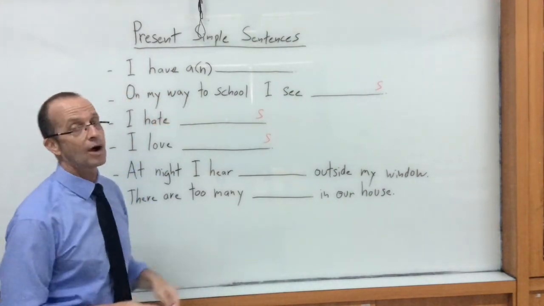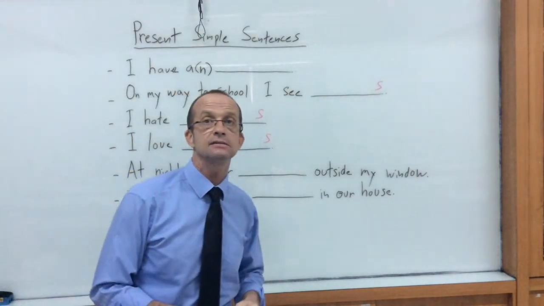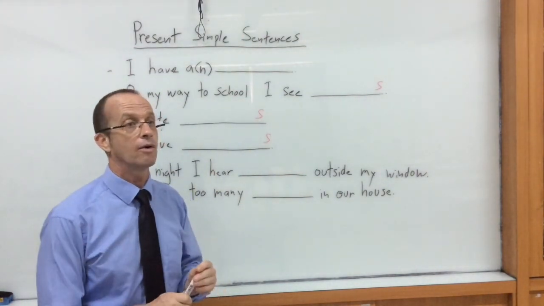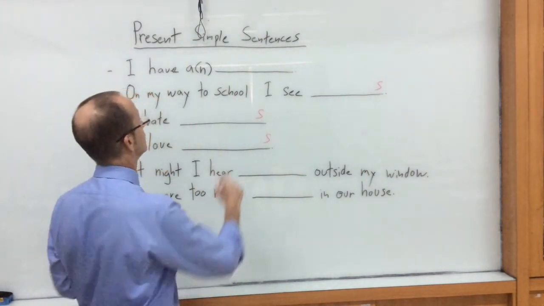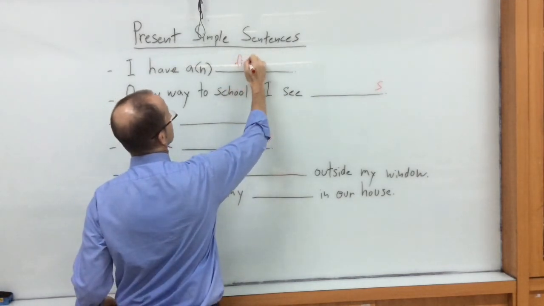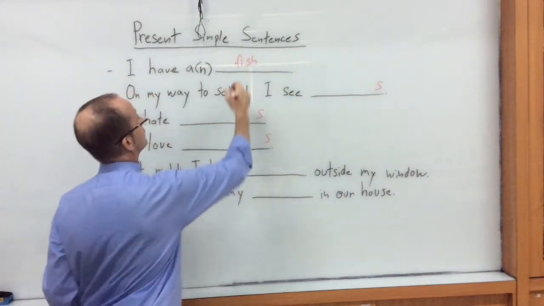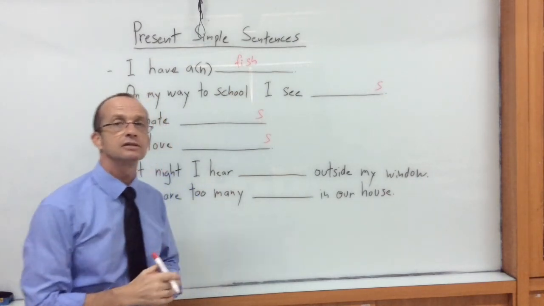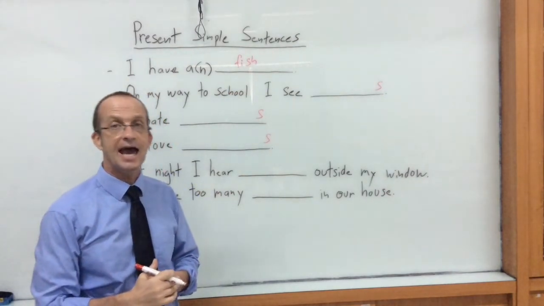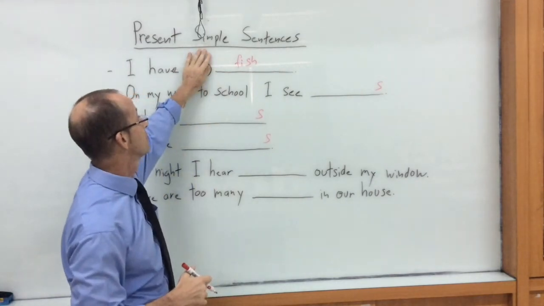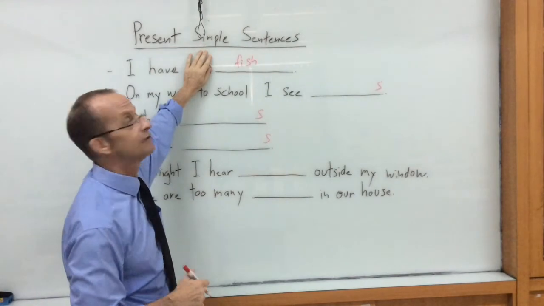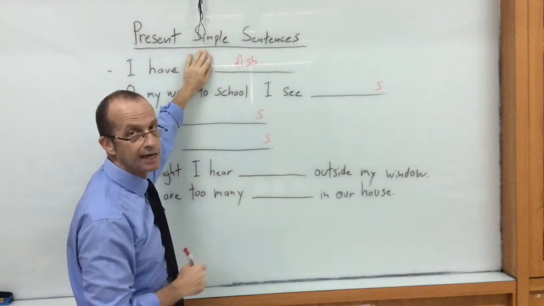I have a or I have un. Do you have a pet? Okay? Do you have a dog or a cat or a bird or a fish? Okay? So talk about a pet you have. I have a fish. Or I have cats. Okay? Remember, if it's plural, we're going to take away the article and just say I have 2 cats.